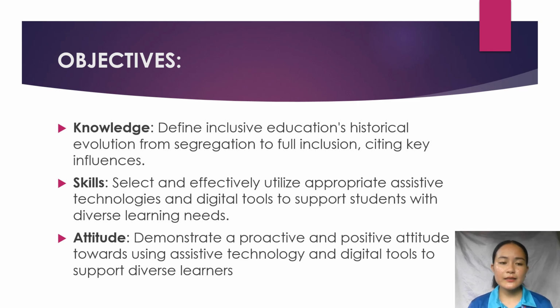At the end of this lesson, students will be able to, first, define inclusive education's historical evolution from segregation to full inclusion, citing key influences. Second, select and effectively utilize appropriate assistive technologies and digital tools to support students with diverse learning needs. And lastly, demonstrate a proactive and positive attitude towards using assistive technology and digital tools to support diverse learners.